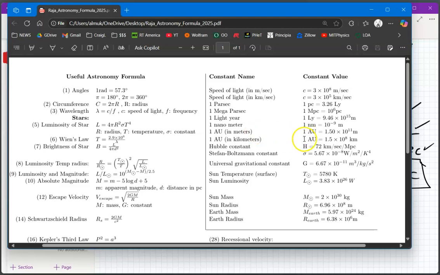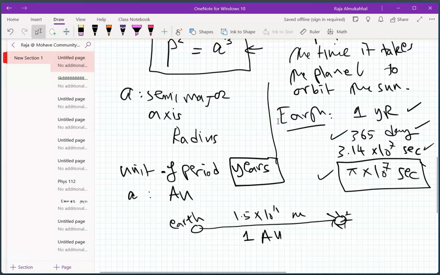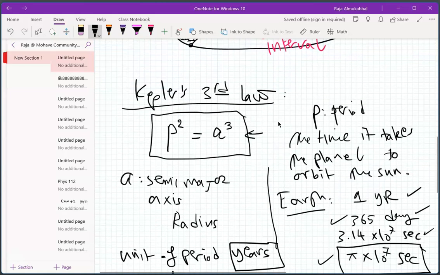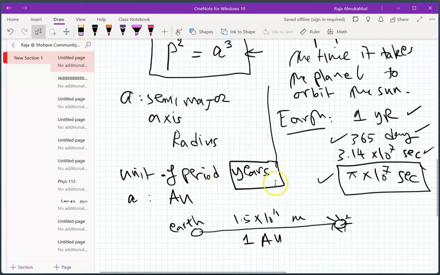Okay. Of course, this can also be written in kilometers: 1.5 times 10 to the 8 kilometers. Remember, 1,000 meters is one kilometer. Okay. All right. So that's the condition for this formula to work. Keep that in mind. This is very important. So the condition is that the period must be in years, and the semi-major axis, or the radius of the orbit, has to be in AU.